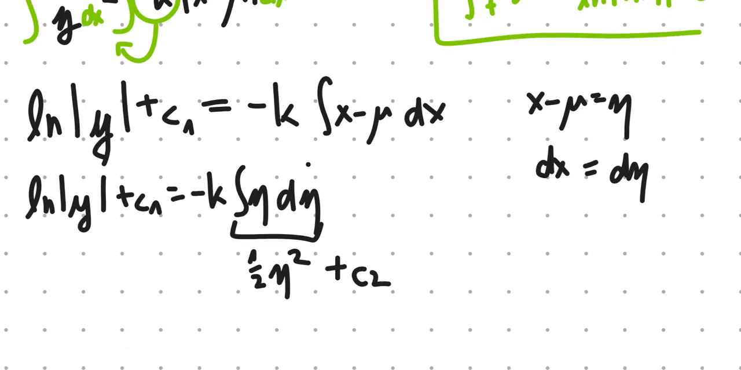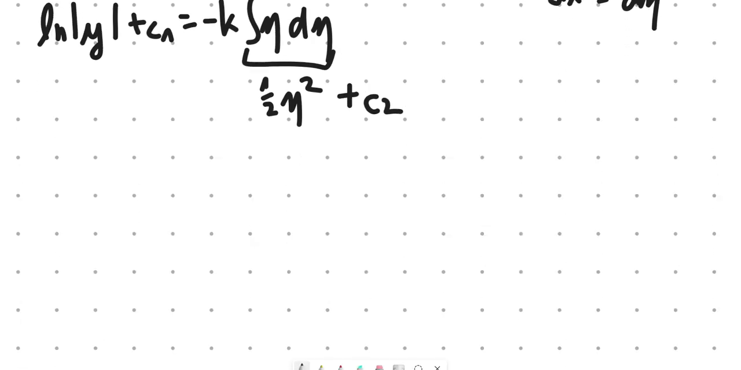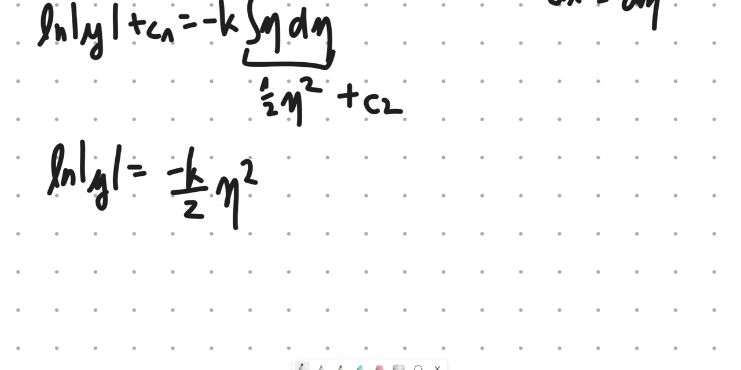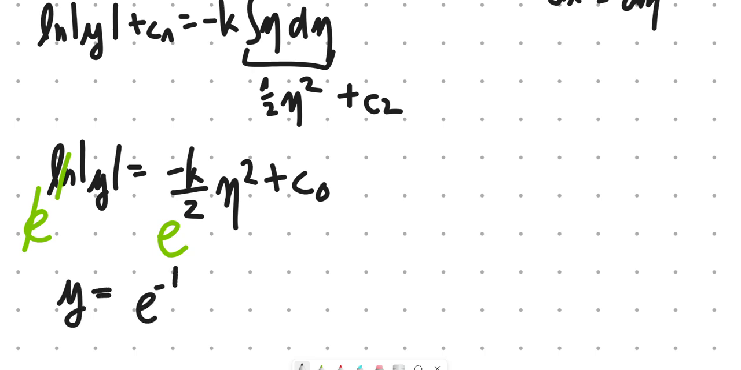Since we have c1 and c2, I'm going to bring the c1 to the other side, and we get another capital constant; let me call it c0. So ln of y is going to be negative k over 2 eta squared plus c0. Now we're going to take e to both sides, because e to the ln of y is going to be y. So we have y equal to e to the negative k over 2 eta squared plus c0.